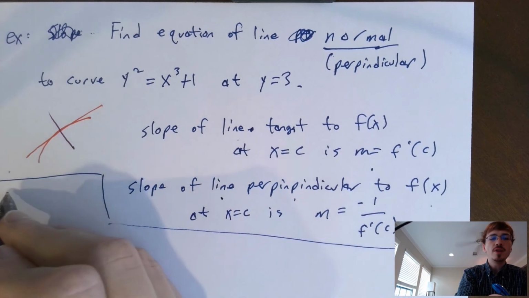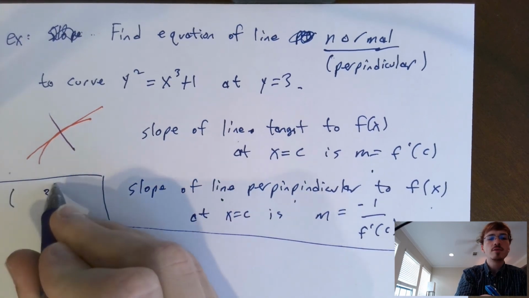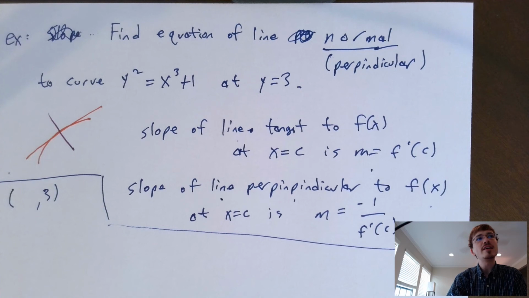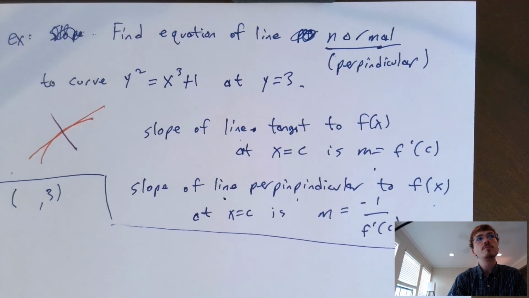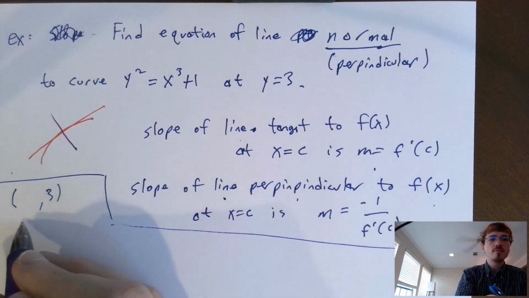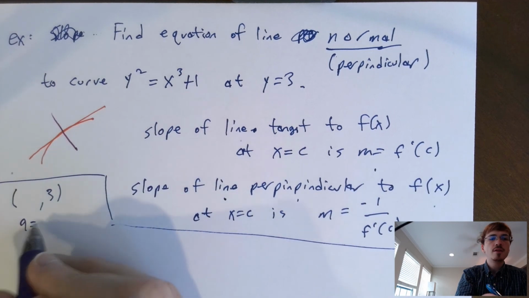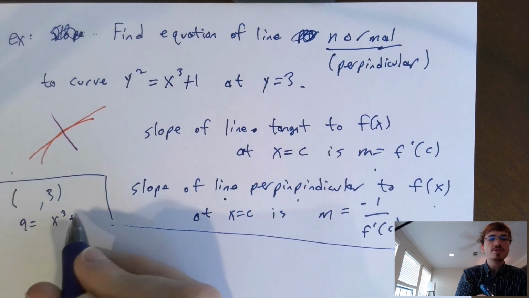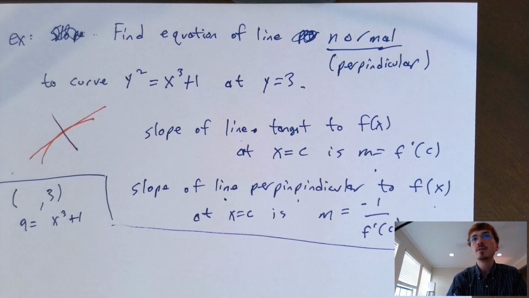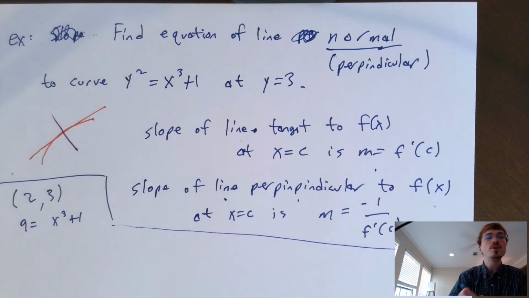What's the point that we have? I know that y is 3. How do we find x if y is 3? I know that y is 3, so 9 equals x cubed plus 1. So what does x have to be? X has to be 2. So here's our point.